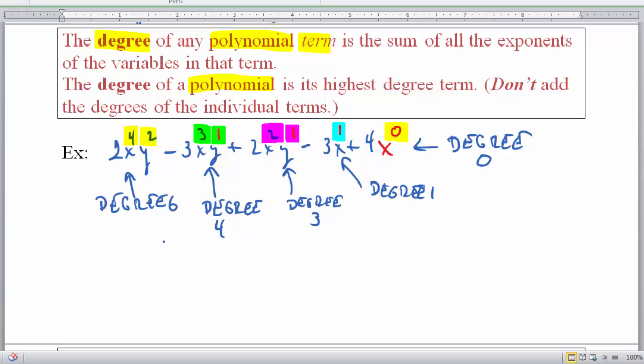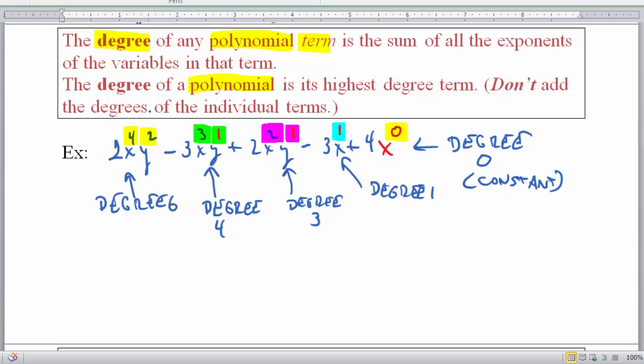So I went there, I had a 6th degree term, I had a 4th degree term, I had a 3rd degree term, I had a 1st degree term, and I had a 0 degree term, which is really just a constant. Right? Usually they would just call it a constant term. You don't really hear 0 degree term too often. They would usually call it constant term. But realize that a constant is really a degree 0. Okay? So that would be the degrees of each term.